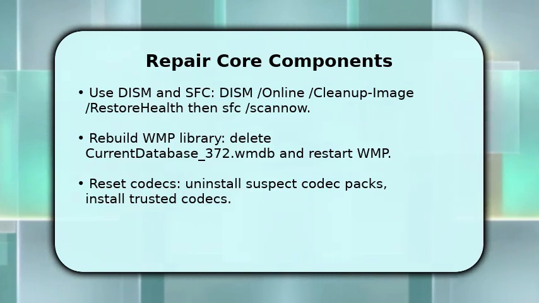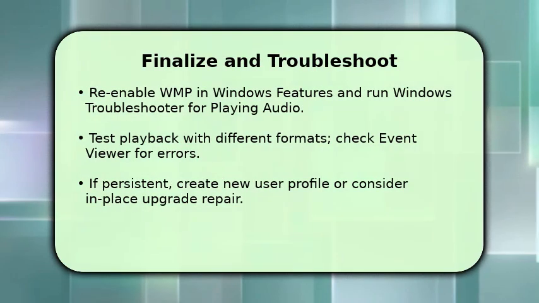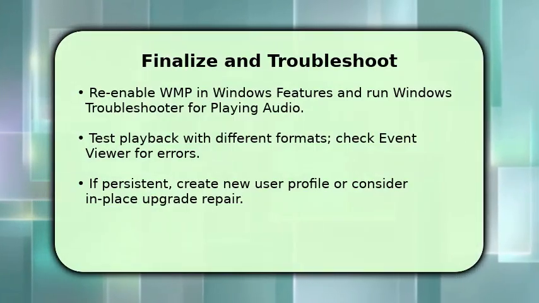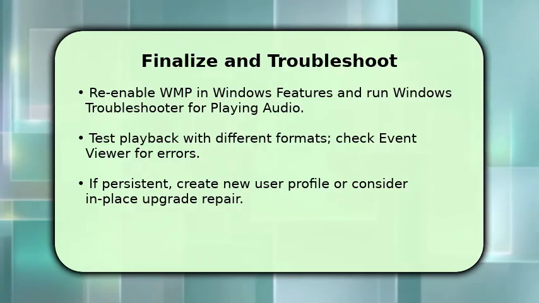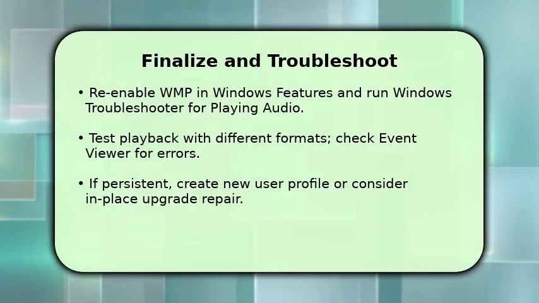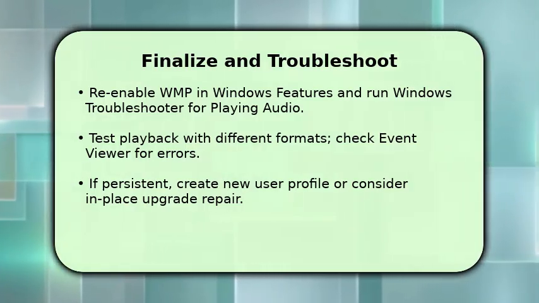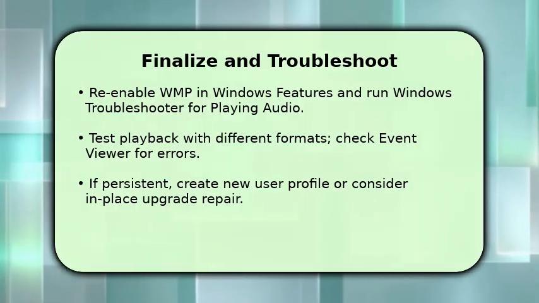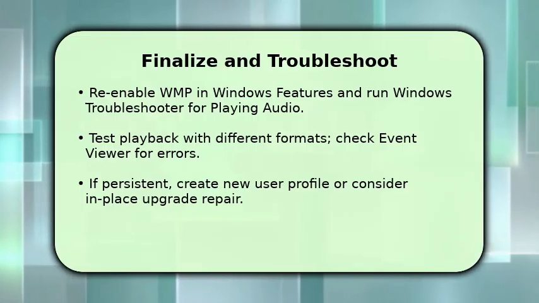Finish by re-enabling Windows Media Player and Windows features, and using the built-in troubleshooter for playing audio to catch configuration problems automatically. Then test playback across MP3, WMA, and MP4 files so you see whether issues are format-specific, and review event viewer logs for service or codec errors.